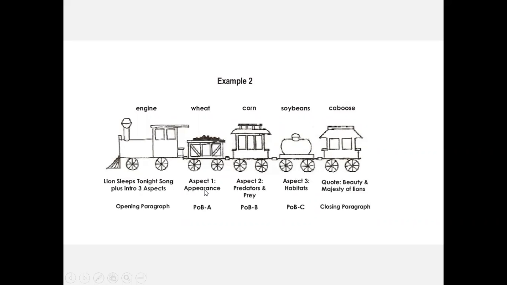So we're going to have POBA, which is going to be aspect 1, and that is the appearance. We're going to have POBB, which is aspect 2, predators and prey. We're going to have POBC, which is aspect 3, habitats. And so we're moving from the individual items to individual aspects.